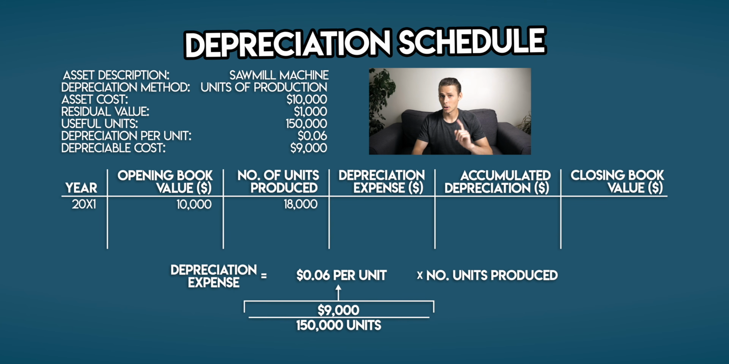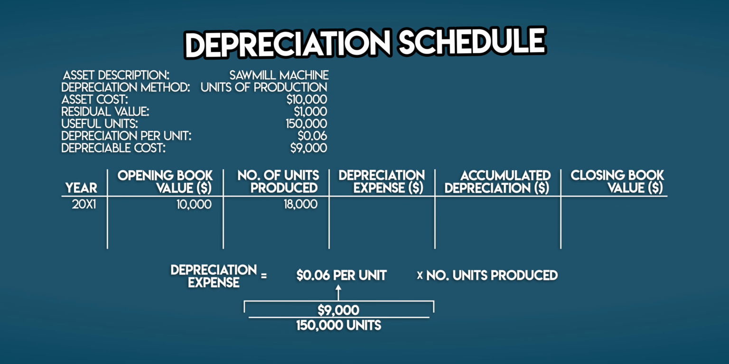By the way, depreciation per unit is very similar to the depreciation rate that we discussed in my other videos, but depreciation per unit is expressed as a cost per unit, whereas depreciation rate is a fraction of an asset's useful life. Anyway, we can now calculate your depreciation expense. This is your depreciation per unit multiplied by the number of units produced. You produced 18,000 units in year 1, so if we multiply that by 6 cents per unit, then you've got a depreciation expense of $1,080. This is the amount of your sawmill machine that you'll write off to your income statement.